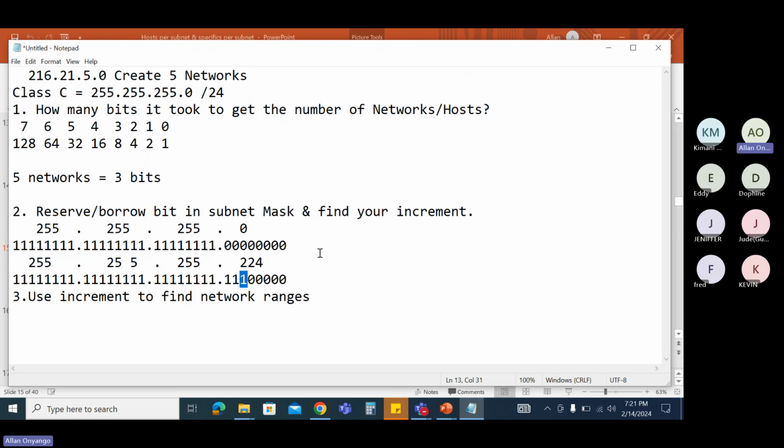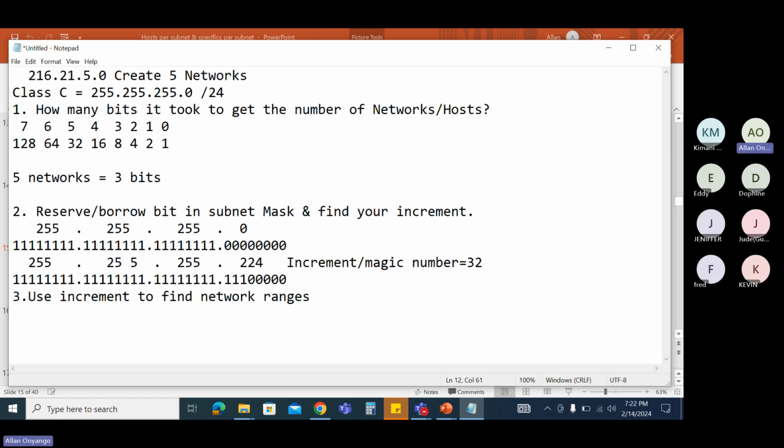Yes, you must know what those numbers mean, because it's also going to help you find the increment. The increment is the number that the last one bit represents. Does it represent 128? Does it represent 64? Does it represent 32 or 16 or 4? It can be any of the eight. The last one, what does it represent? That is going to give you the increment. So here our increment, some people will call it the magic number, is equal to 32.